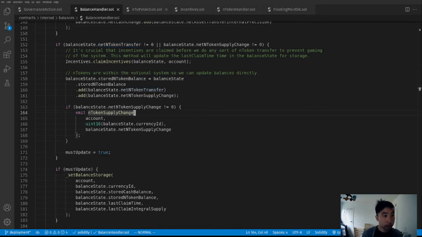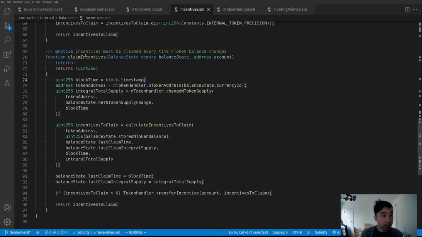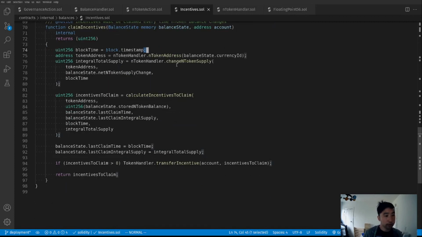So now the other place users can claim incentives is manually. They can call this function, and it will manually claim incentives for that user at that point in time. When we look at the claim incentives method, the first thing we'll do is change the nToken supply. So we'll take a look at what this method does.